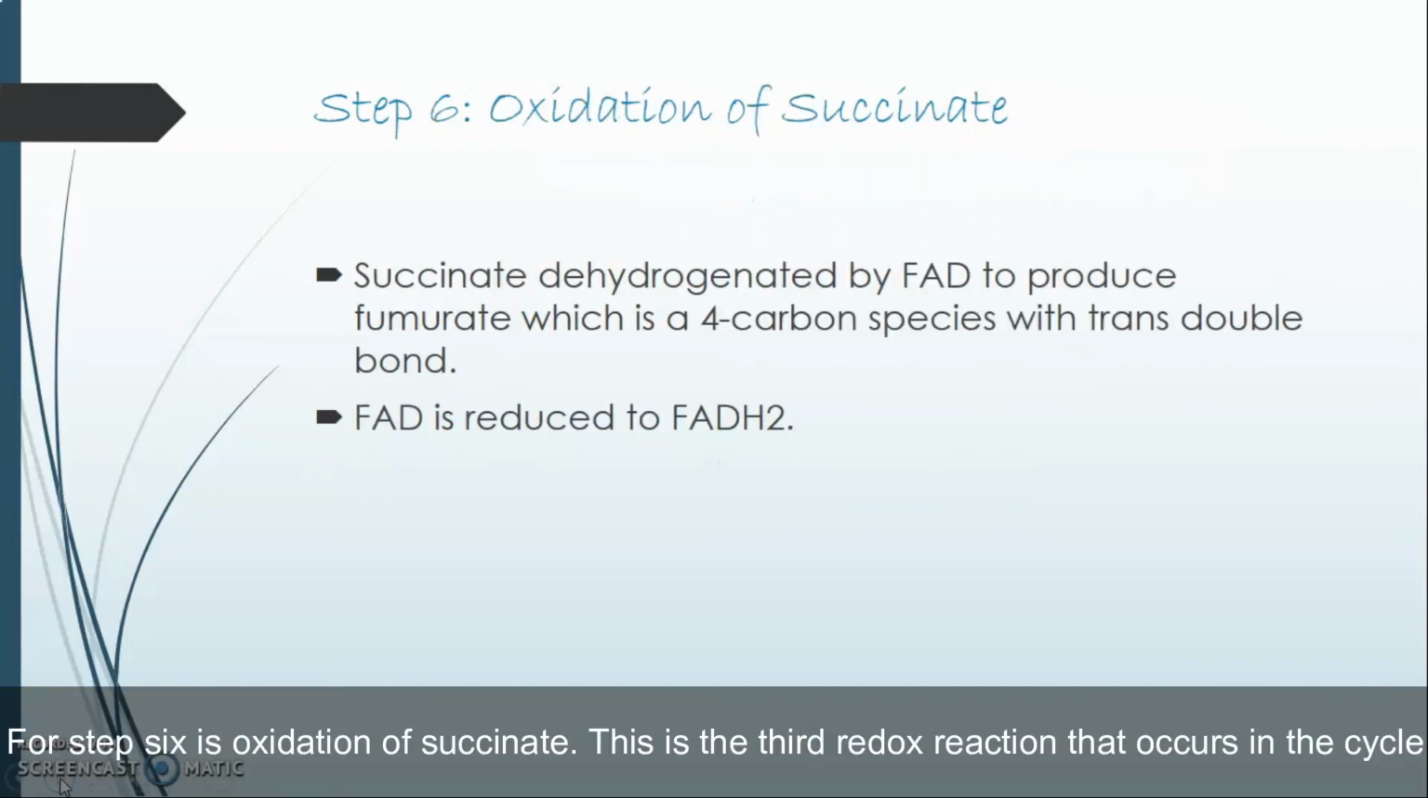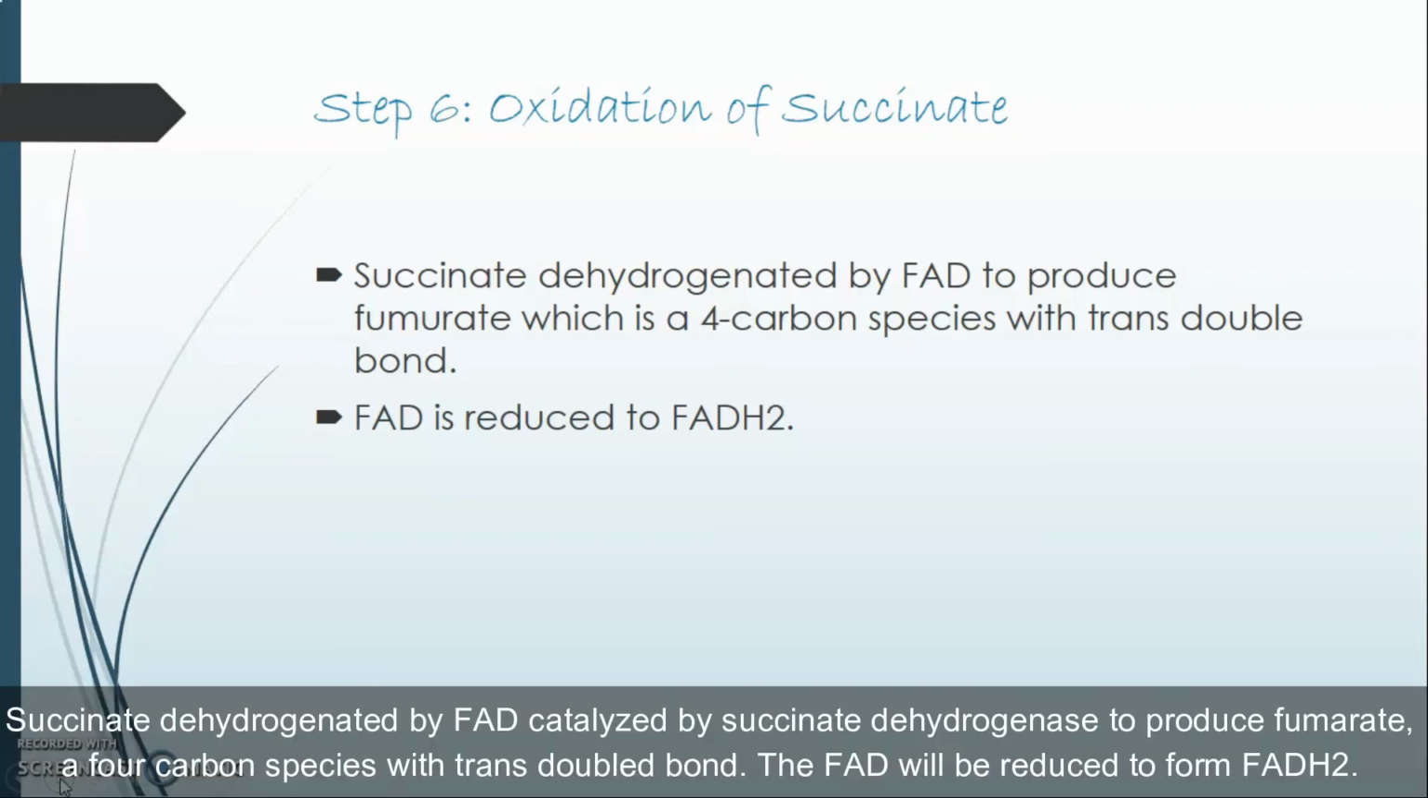Step 6 is oxidation of succinate. This is the third redox reaction that occurs in the cycle. Succinate is dehydrogenated by FAD, catalyzed by succinate dehydrogenase, to produce fumarate, a 4 carbon species with a trans double bond. The FAD will be reduced to form FADH2.